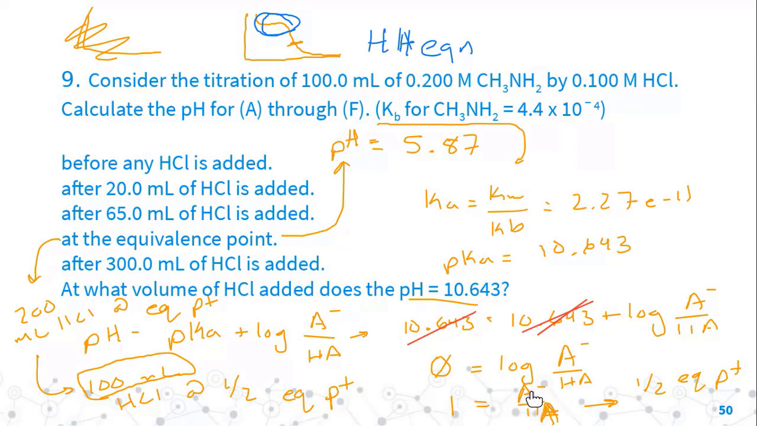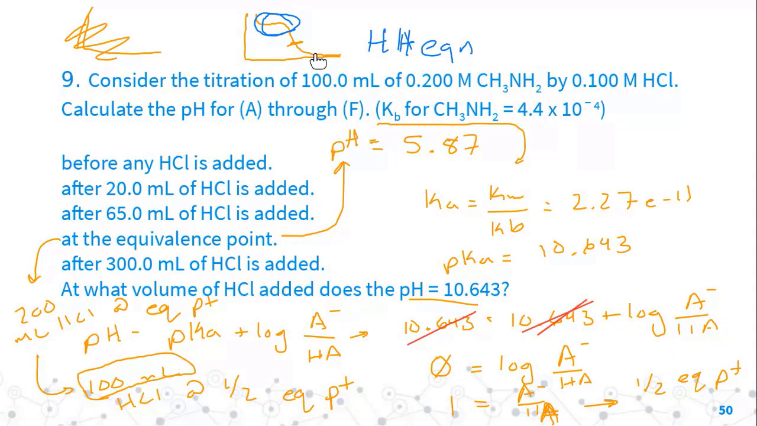And so we know if these two divided by each other is equal to 1, they're the same. They have the same molar values, same number of moles. That means we're at the half equivalence point. Because we solved for the equivalence point earlier, we know it took 200 milliliters of HCl. Half equivalence point basically just means half of the volume of acid as well. So we have 100 milliliters.